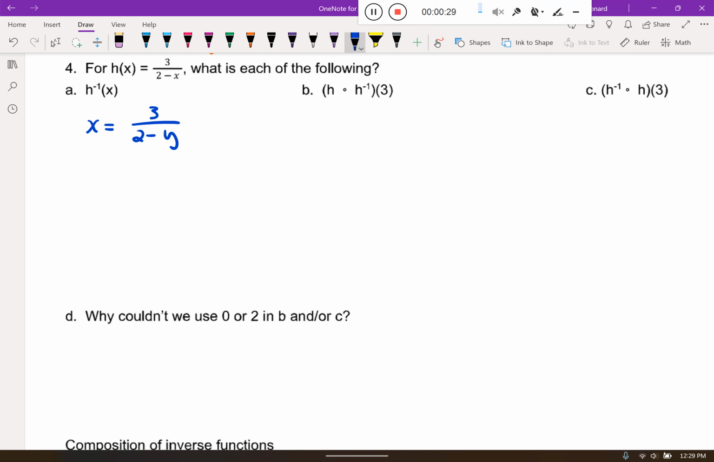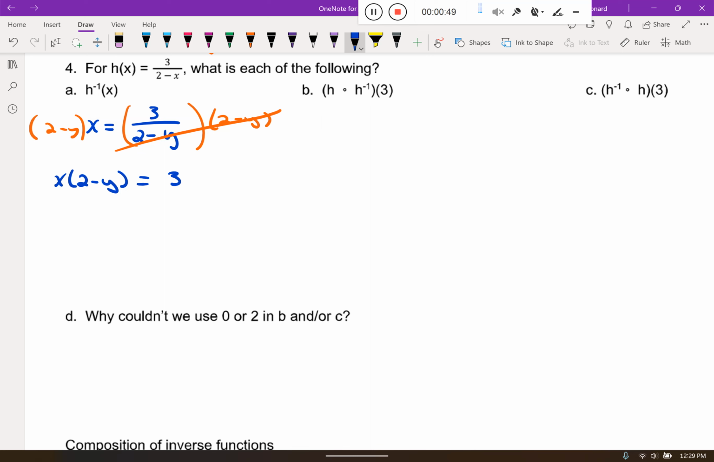Now, the y is in the denominator. Anytime something's in the denominator and we need it not to be, we can multiply both sides by that denominator to clear the denominator. On this side, it gives us x times 2 minus y equals, and then on the other side, it gives us 3.